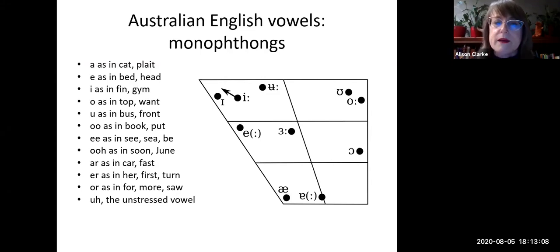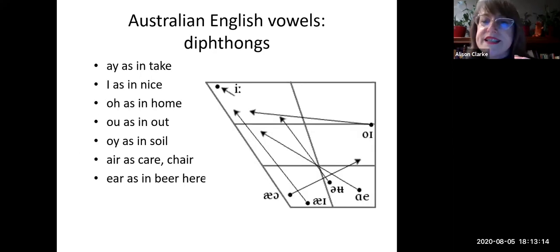If you think about saying them, you don't move your mouth for those ones. So they're monophthongs. These ones are diphthongs. You move your mouth when you're saying them, so they slide around the place. And they're really two sounds.